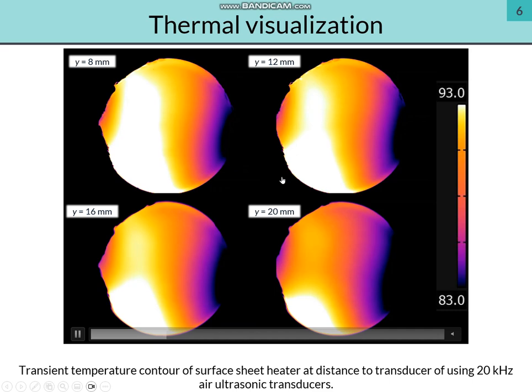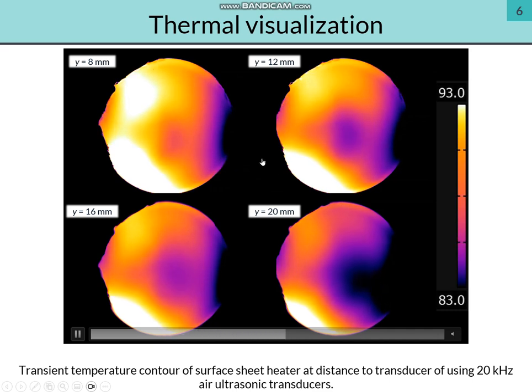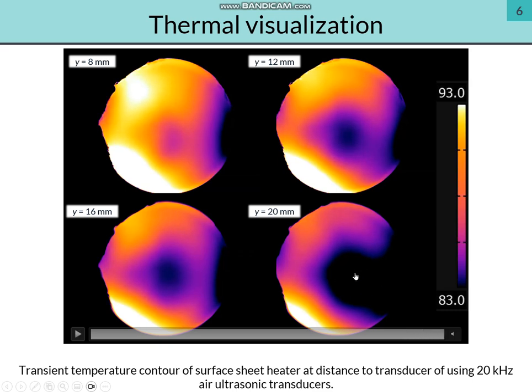These four videos capture the temperature distribution after activating the ultrasonic transducer at the heating surface center. The purple and black regions indicate lower temperature, reflecting high heat transfer enhancement.